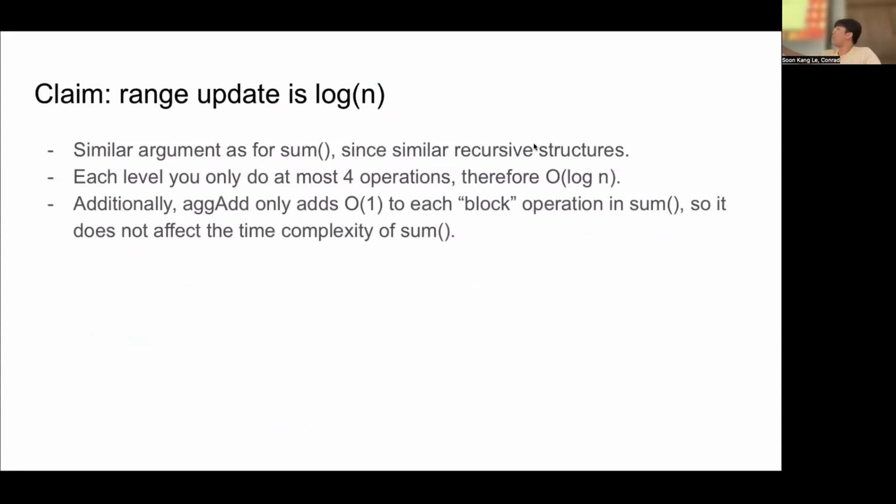So now I claim that range update is log n. A similar argument to the sum: you think about what you're actually doing, and you realize that you only do 4 operations at every level. So it's 4 times log n. That gives you log n overall. Then this is some other stuff which doesn't really matter.